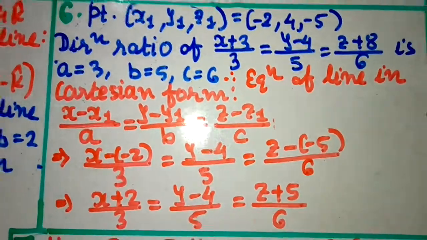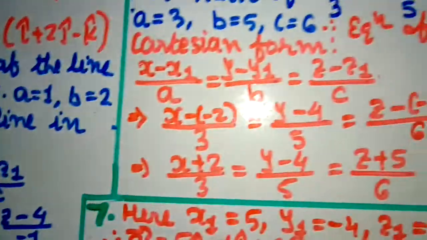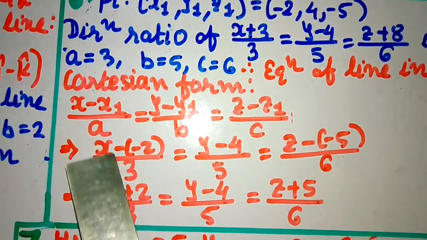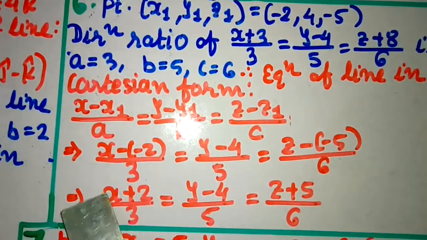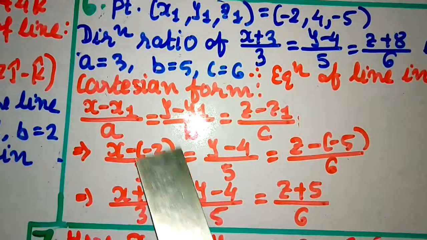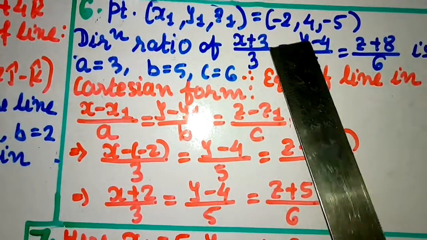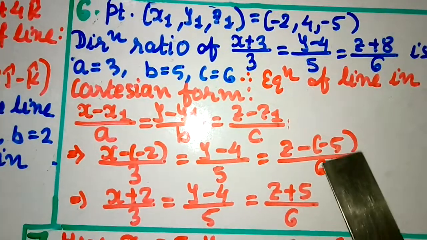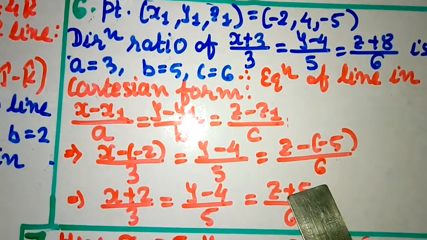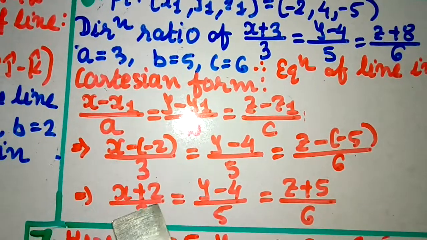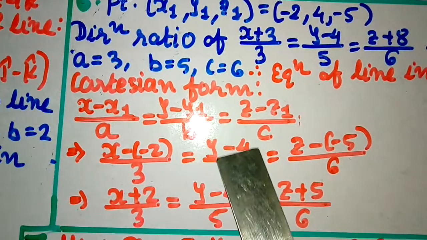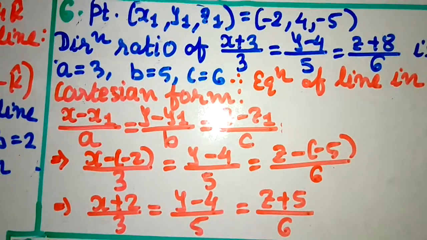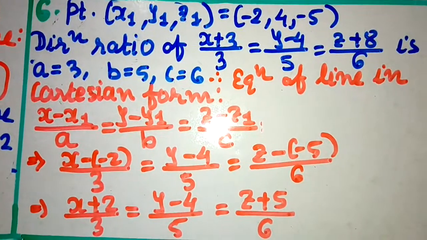Okay, same formula that I wrote before, right? So that is the equation in Cartesian form. Let us place the values. x as it is, minus x1, where x1 is minus 2, divided by a, which is 3, equal to y minus y1, so y minus 4, divided by b, which is 5, equal to z minus z1, where z1 is minus 5, divided by c, which is 6. So here (x + 2)/3 = (y - 4)/5 = (z + 5)/6. So that is the equation in Cartesian form.